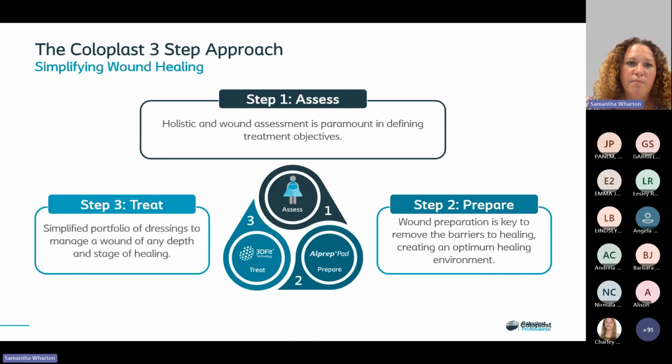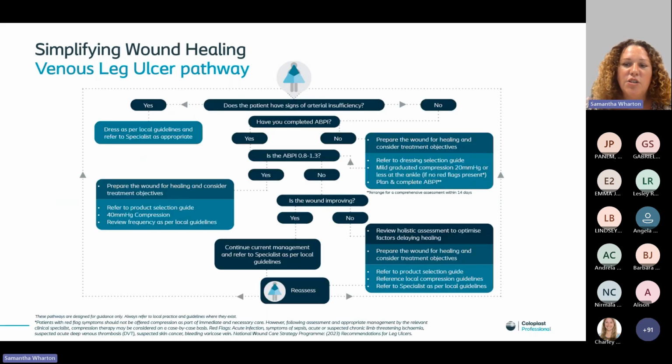So we've gone through the Coloplast 3-step approach of assess, prepare, and treat. And now this is just the last part we're going to go through, which is that venous leg ulcer pathway. So this will support you in your clinical practice. So it's a really simplified pathway to help you manage those patients with a venous leg ulcer.